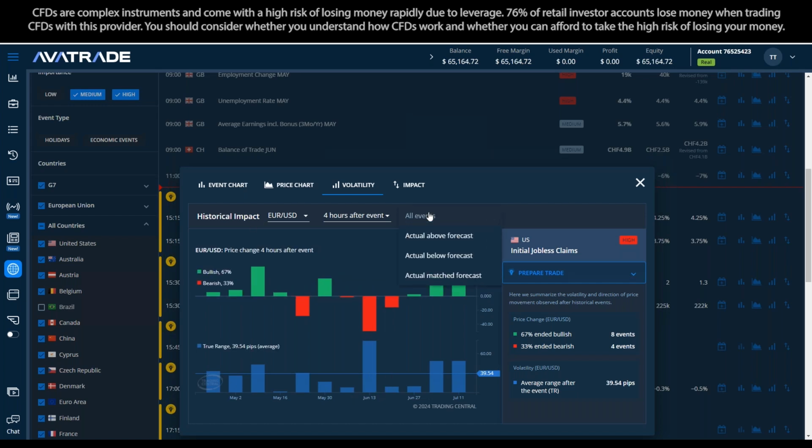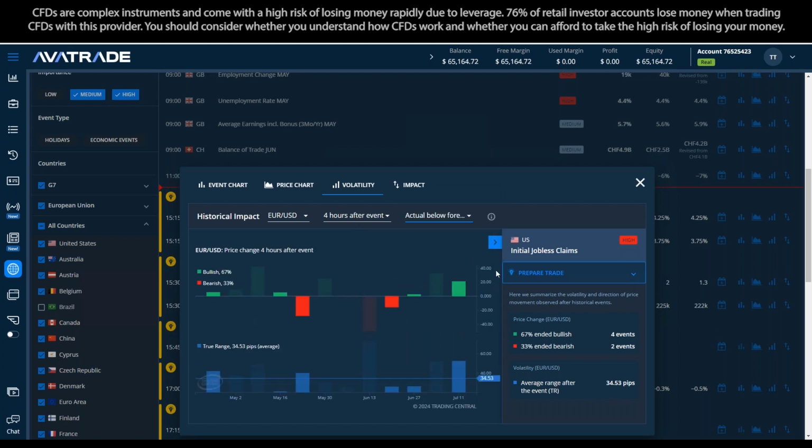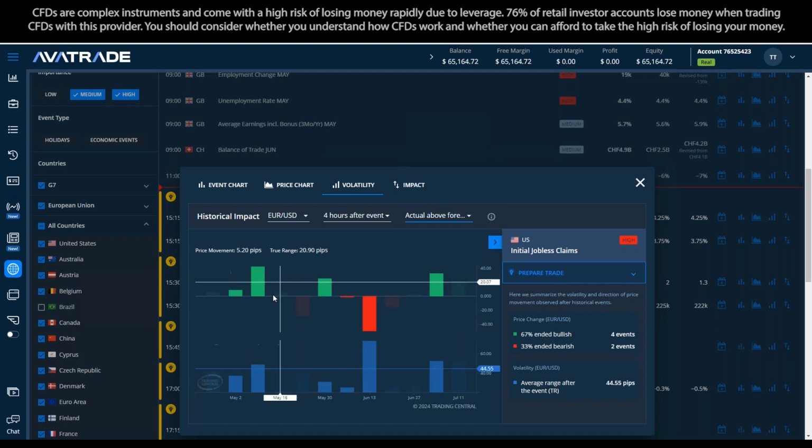And we can take a look and say if this is above forecast, it's 67% to 33% with over 44 pip range movement. If this is below forecast, it's also 67 to 33%, but it's a much smaller range movement, 34 pip range movement. And look how small these upward movements are. Very small upward trajectory on these green candles compared to when this was above forecast, larger movements upward.